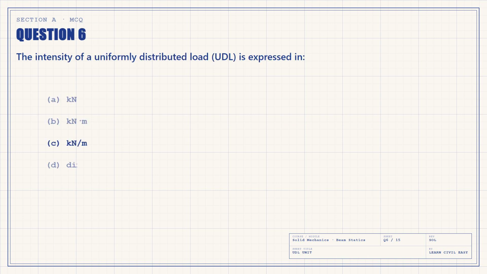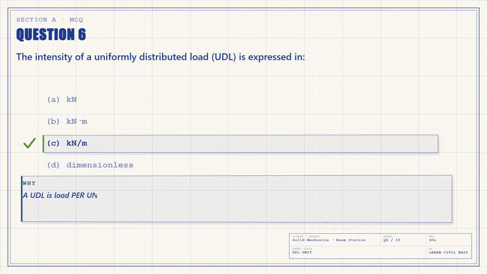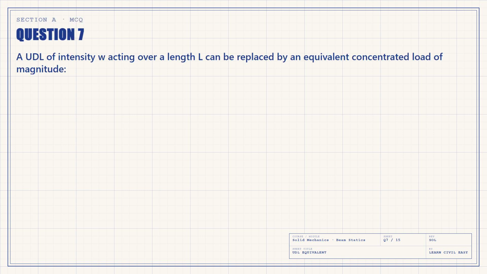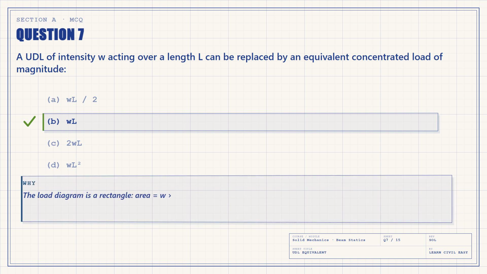A uniformly distributed load is a load per unit length, so its intensity is in kilonewtons per meter. The answer is C. Question 7. The load diagram of a UDL is a rectangle. Its area is W times L, so the equivalent load is P equals WL. The answer is B.